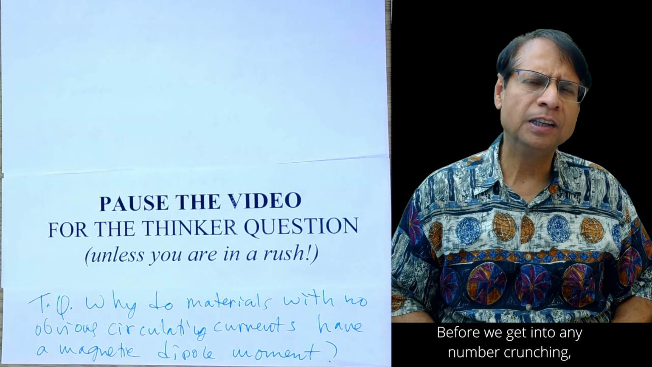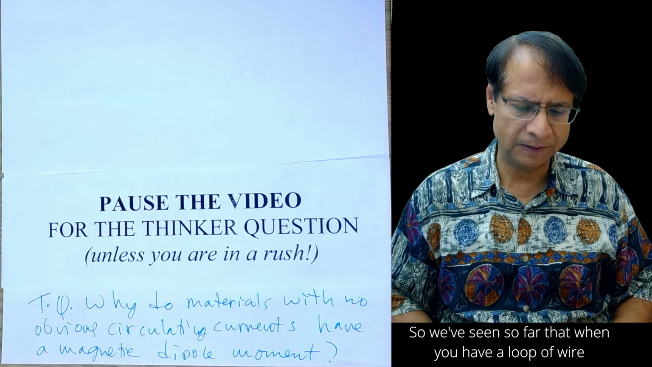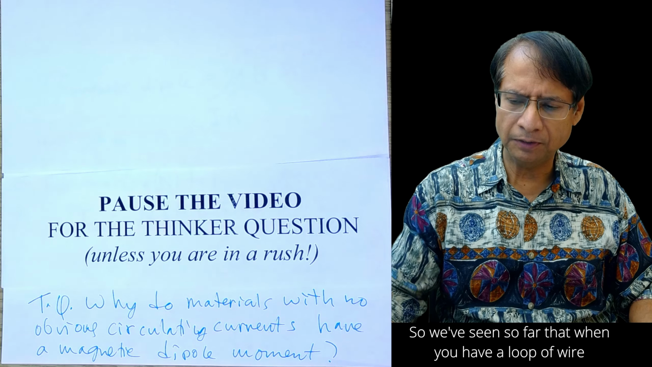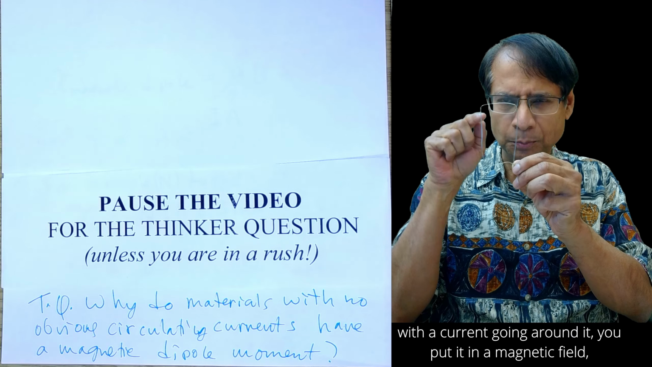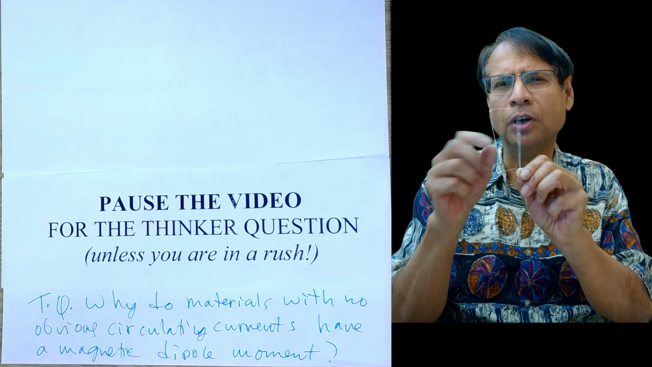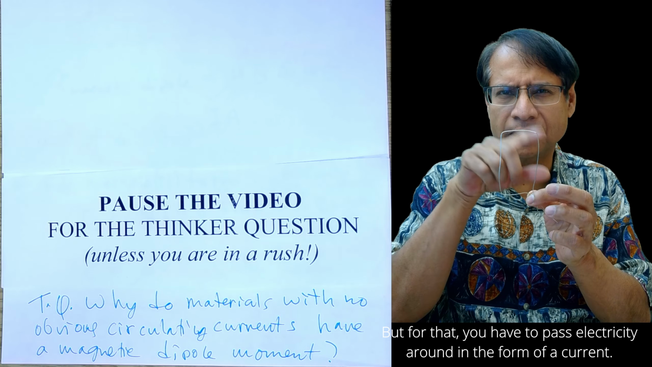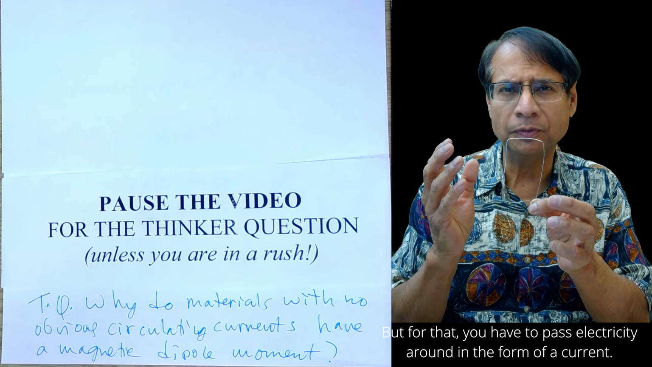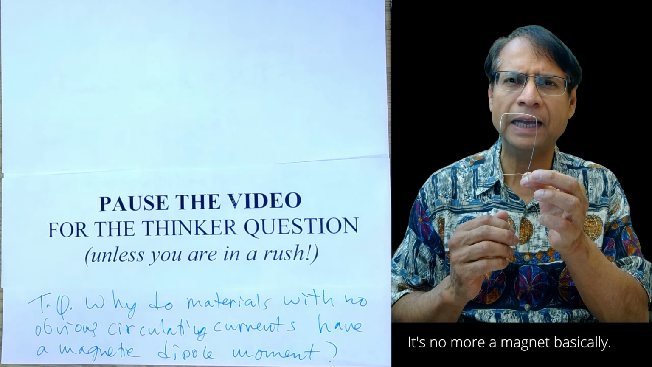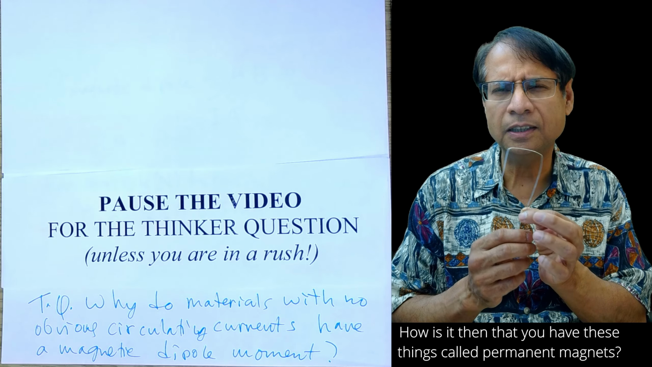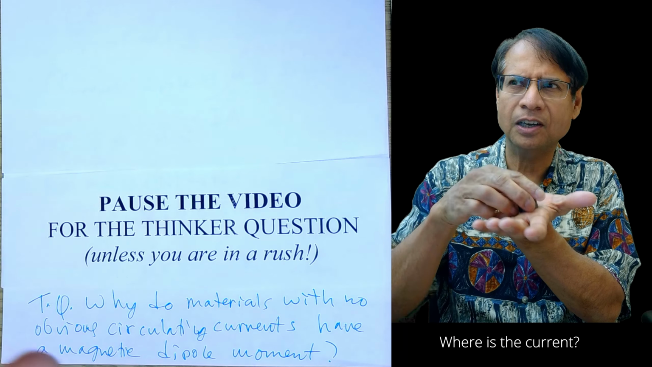Before we get into any number crunching, let me pause you with a thinker question. So we've seen so far that when you have a loop of wire with a current going around it, you put it in a magnetic field, it feels a torque. You have a magnetic dipole moment, but for that you have to pass electricity around in the form of a current. If you stop the current, this thing is gone. It's no more a magnet basically. How is it then that you have these things called permanent magnets? Where's the current?